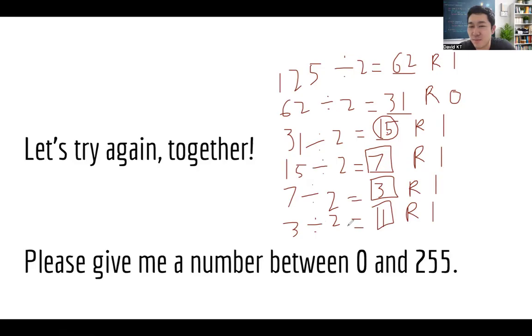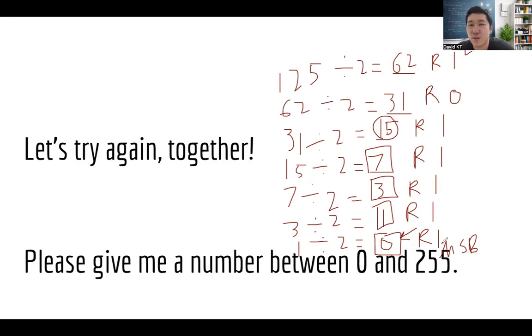So 1's our last number. 1 divided by 2 gives us, rounded down to the nearest integer, 0 with a remainder of 1. Once you get to 0 here, you are done. And there we have it. Remember, this is the MSB, and this is the LSB.